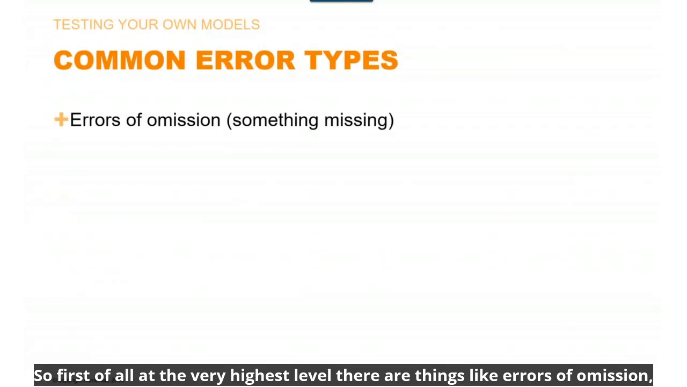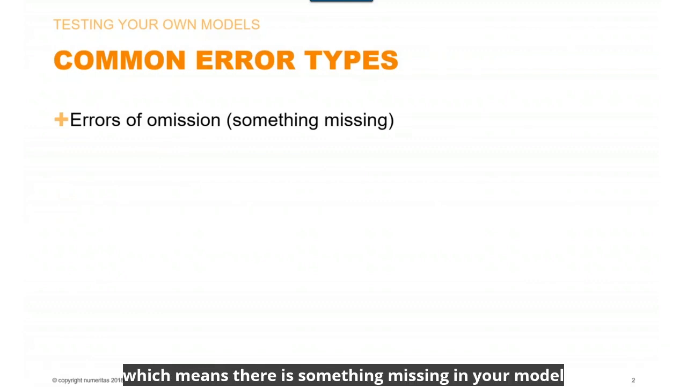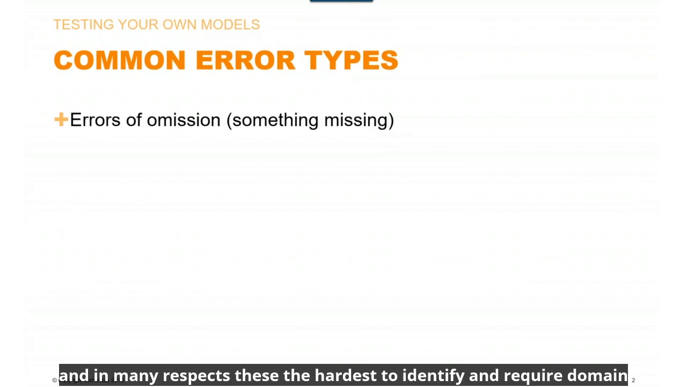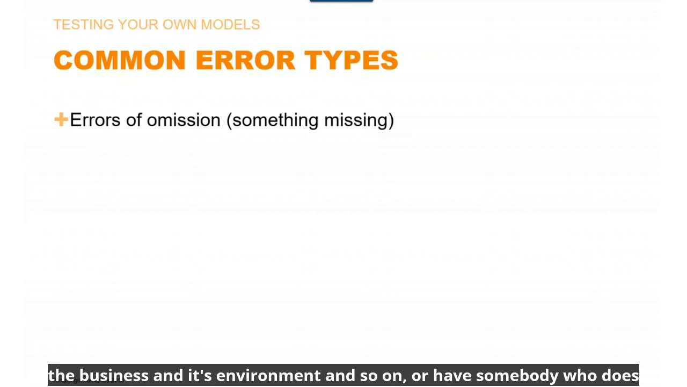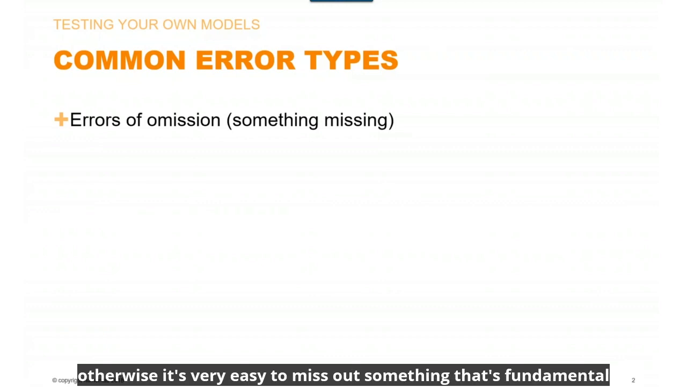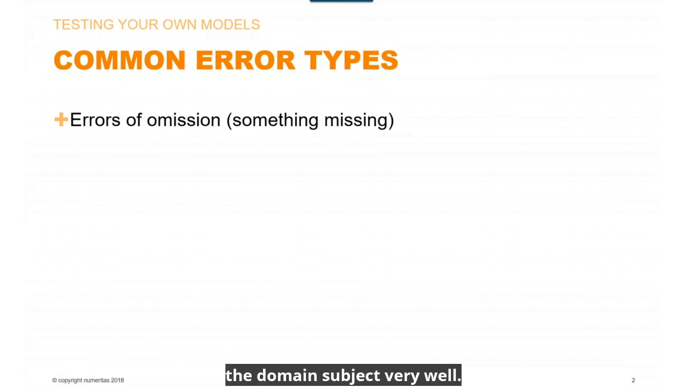First of all, at the very highest level, there are things like errors of omission, which means there's something missing in your model. And in many respects, these are the hardest to identify and require domain knowledge. So whatever it is that the model is representing, you need to understand the business and its environment and so on, or have somebody who does. Otherwise, it's very easy to miss out something that's fundamental. So actually, as I say, those are very tricky to identify if you don't know the domain subject very well.